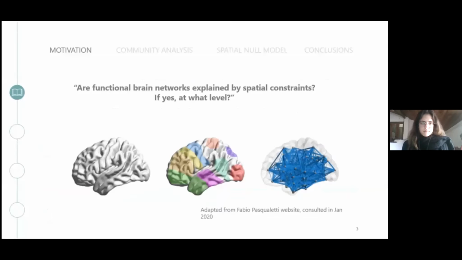While developing this project, we came across this question. Are functional networks and their topology explained by the spatial constraints associated with their anatomical placement? And if yes, at what level? This is essentially what we are trying to answer here, and I will give throughout this presentation the main steps of our research, as well as the main conclusions we reached regarding this question.